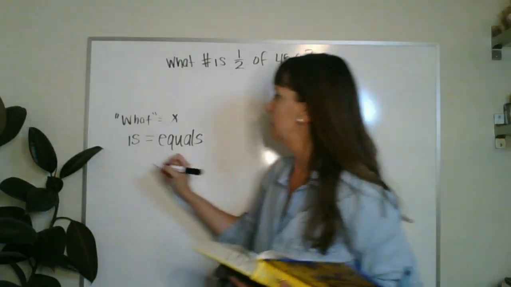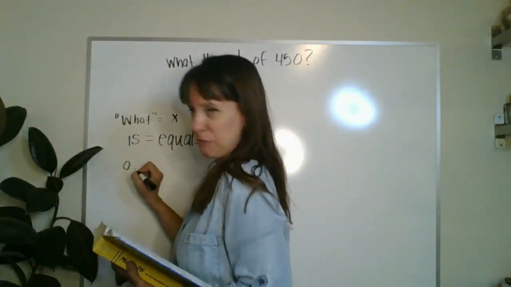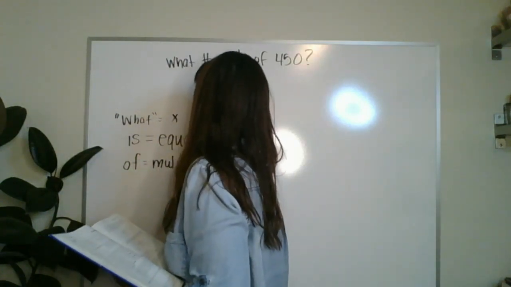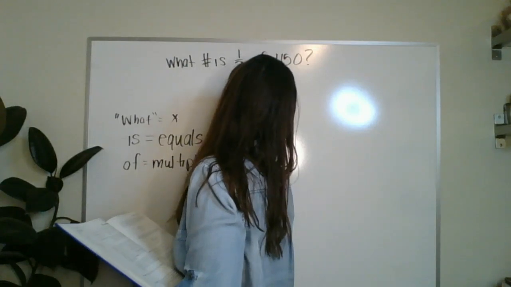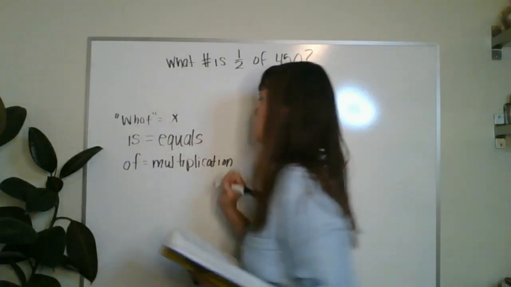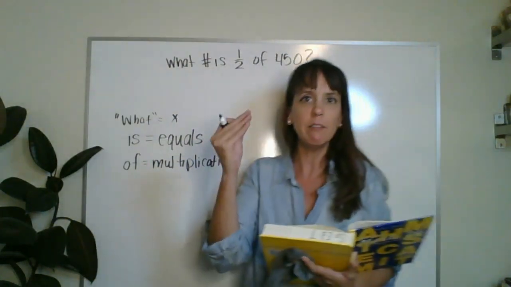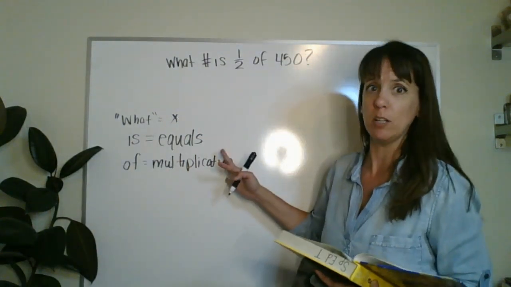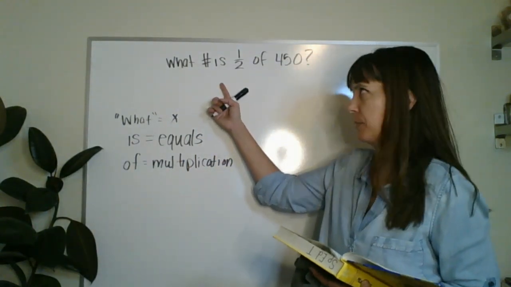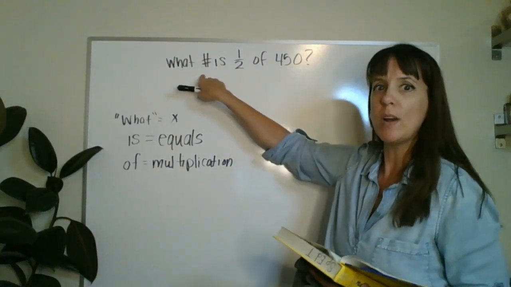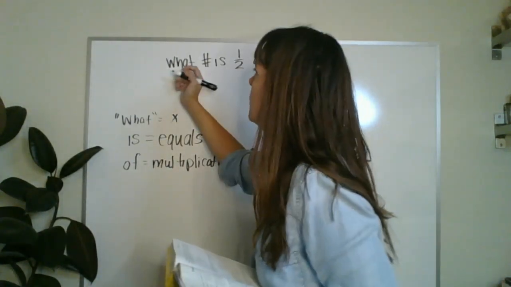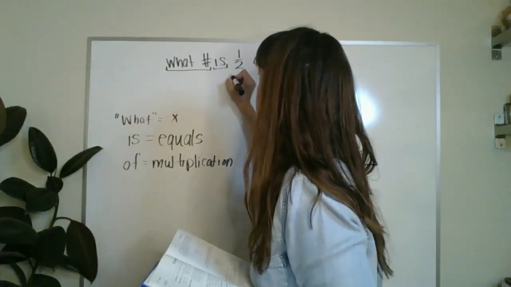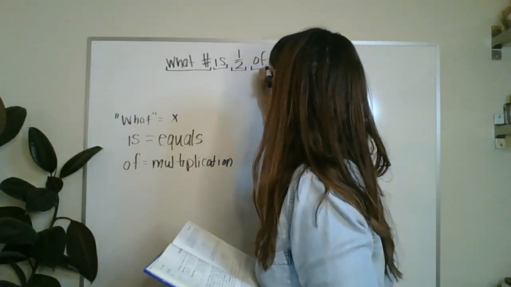The next one is of. Of is my favorite. Of equals multiplication. The word of means multiply. So let's apply all of our new terminology to this problem up here. We have: what number is 1/2 of 450?